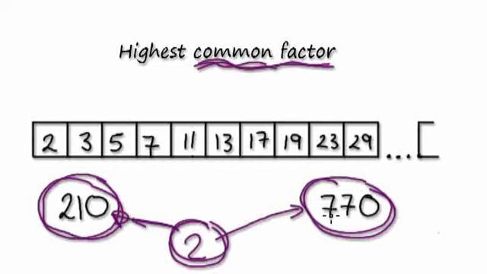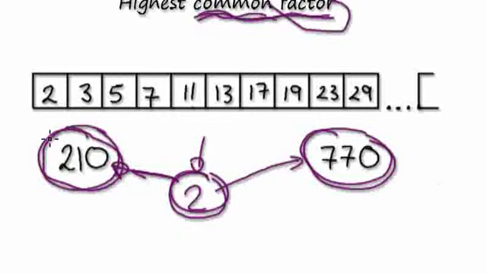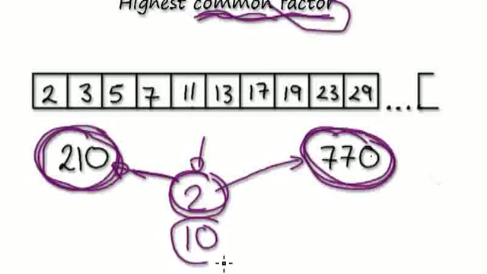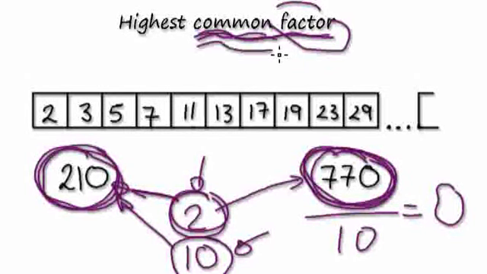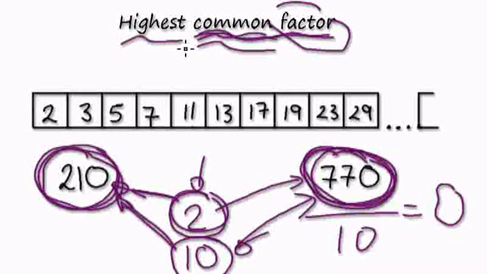Common means common to both. Factor here, well, 2 is a factor. But then if you look at this number and this number here, you could also say, well, 10 is also a factor. 10 is a factor of this, because if you get 210 divided by 10, it will give you a whole number. If you get this number divided by 10, it will give you a whole number. So 10 is also a factor, and it's also a common factor because it's common to both of these. But it's not the highest. There is a common factor that is higher than 2, higher than 10.